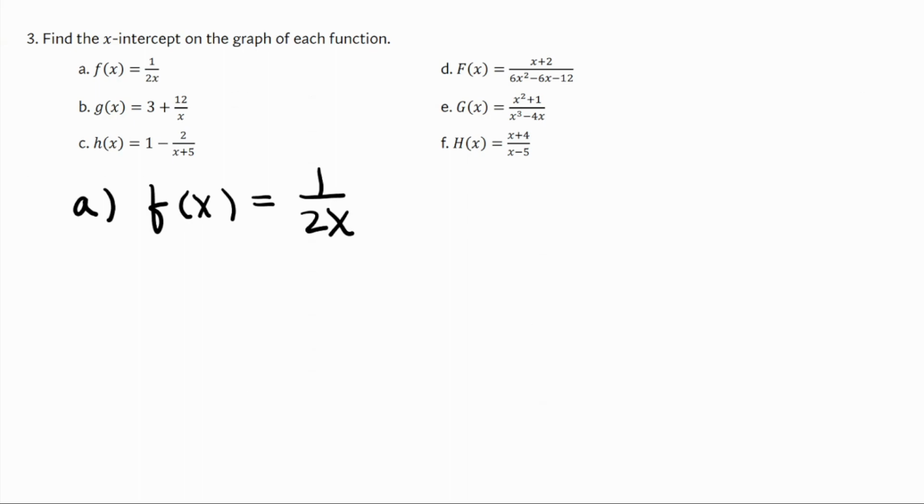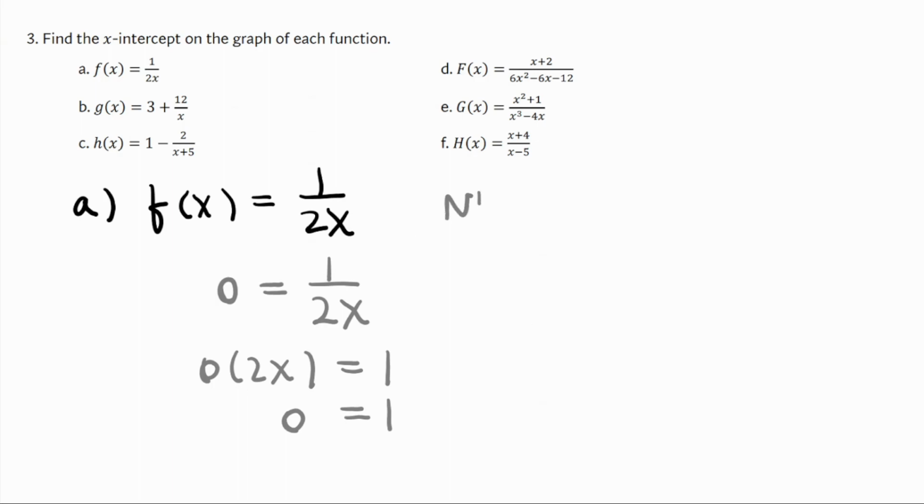Alright, anyway, so I'm just going to say x-intercept, that's where y equals 0, so f of x equals 0, so 0 equals 1 over 2x. I would multiply both sides by 2x to get rid of that denominator, and I'd get 0 times 2x equals 1. Okay, but I know that 0 times anything is equal to 0, so this equation has no solution. You could also just say that 0 equals 1, no solution, no x-intercept.